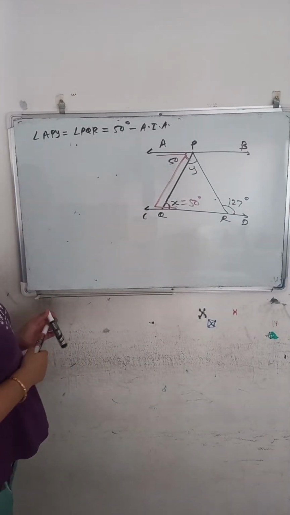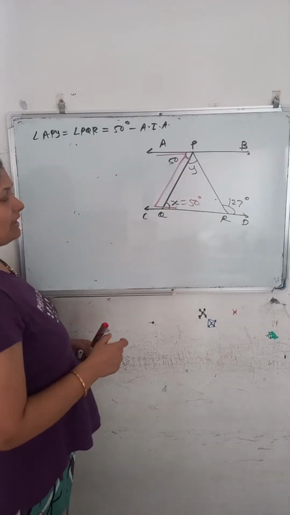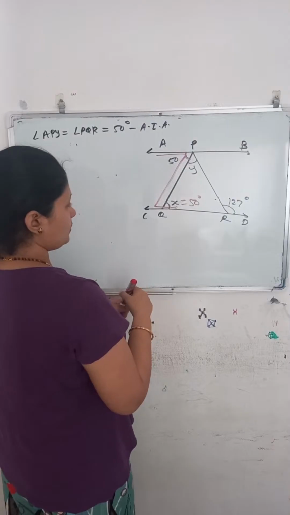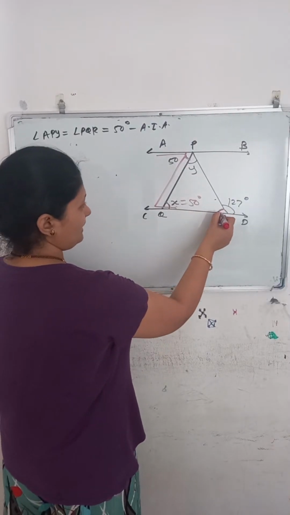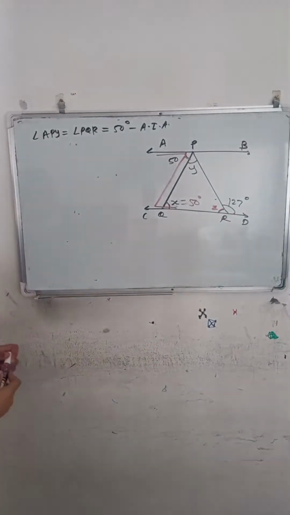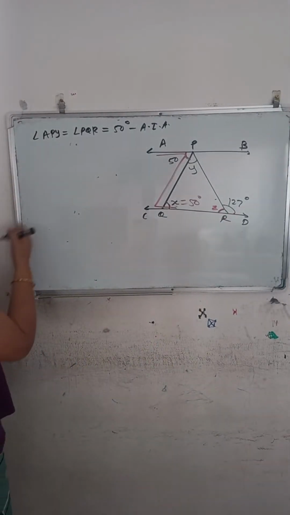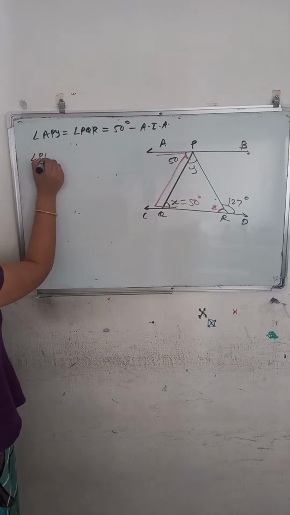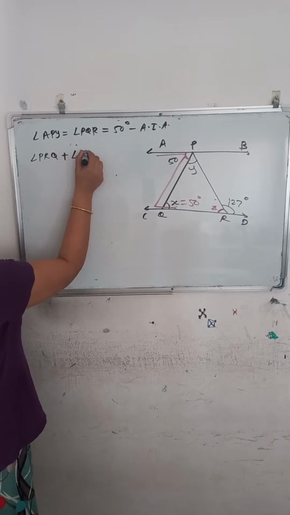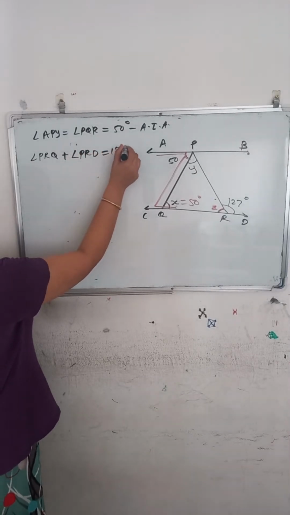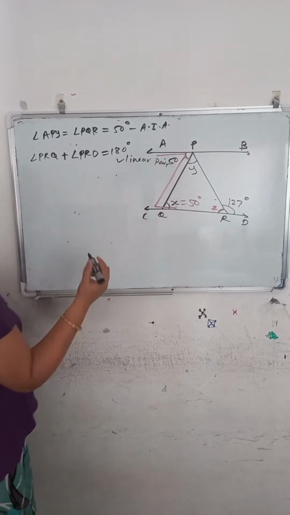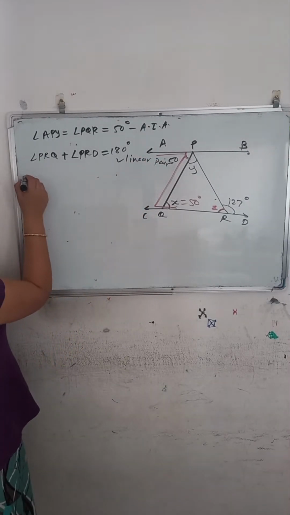Now I am interested in y. To get y, here we don't know the angle directly. So here is 127, and this angle, suppose I take it as z, they are in a linear pair. So I can write angle PRQ plus angle PRD is equal to 180 degrees, linear pair. See, everywhere I am writing the reasons.